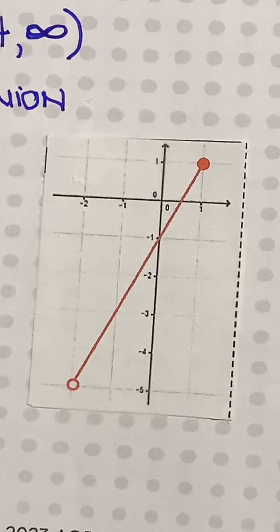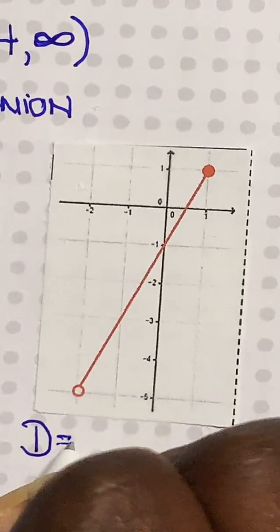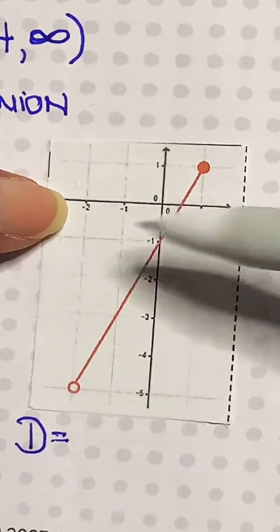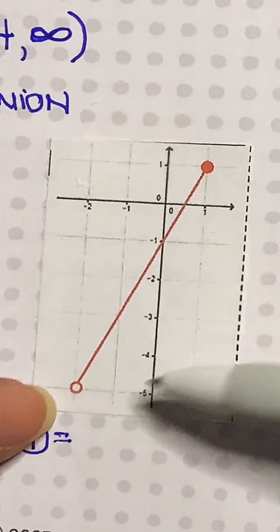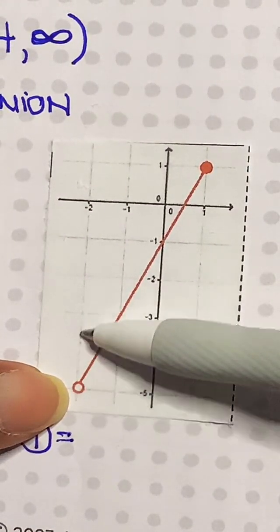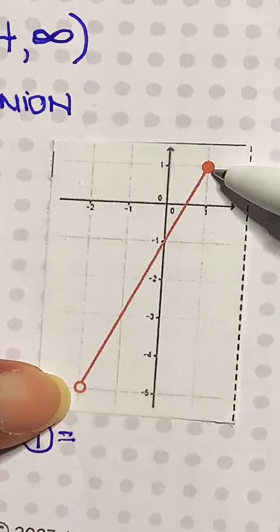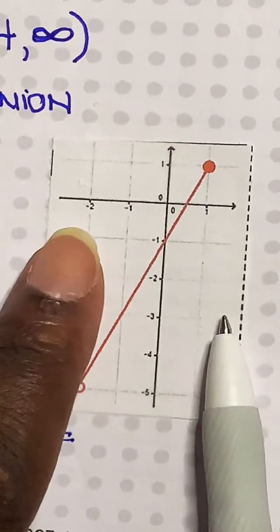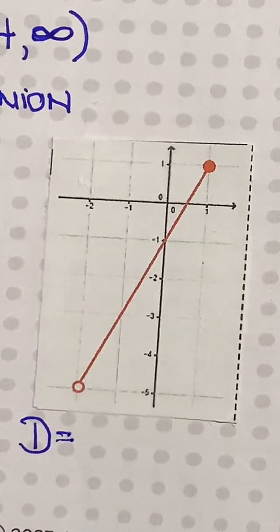Now, let's do this. So we're looking at our domain. Remember, the domain is the set of your x's, okay? So I want to go, how wide is my graph? So I notice I have an open circle here, but my x is at -2. I have a closed circle here, and my x is at 1. So it's going from -2 to +1.